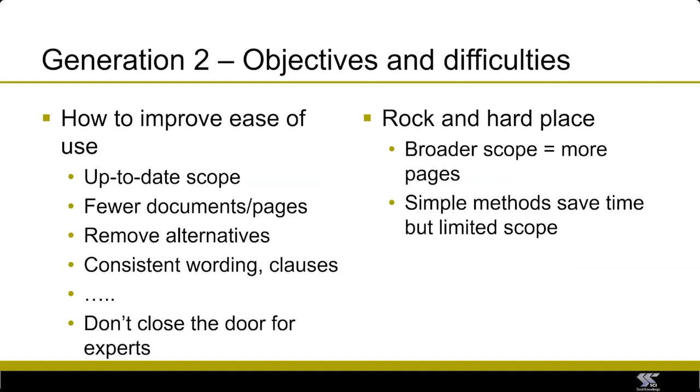These are some of the objectives of the second generation program. Headline was improving the ease of use of the documents. We all know Eurocode 3 has got 20 something parts.